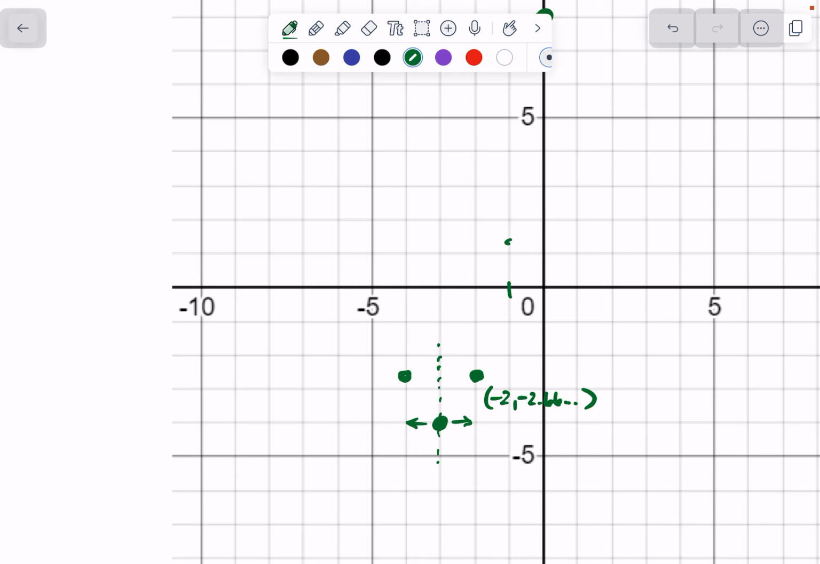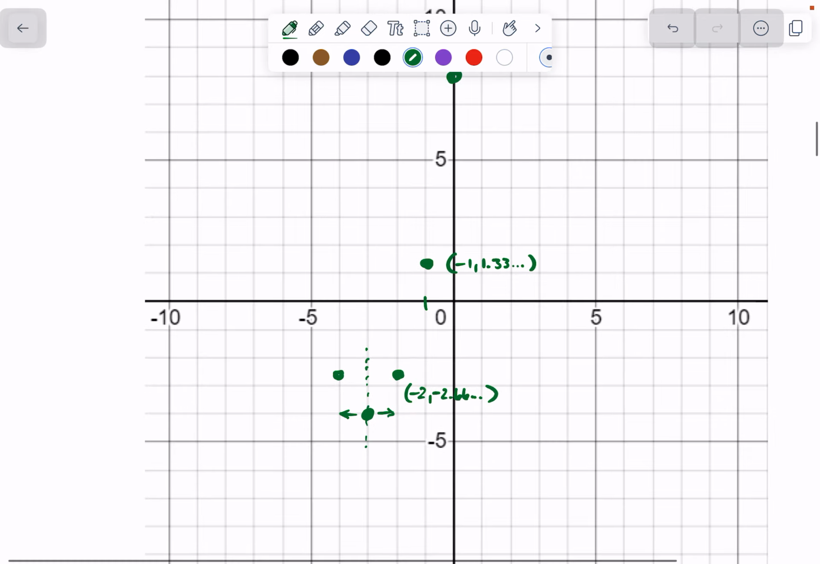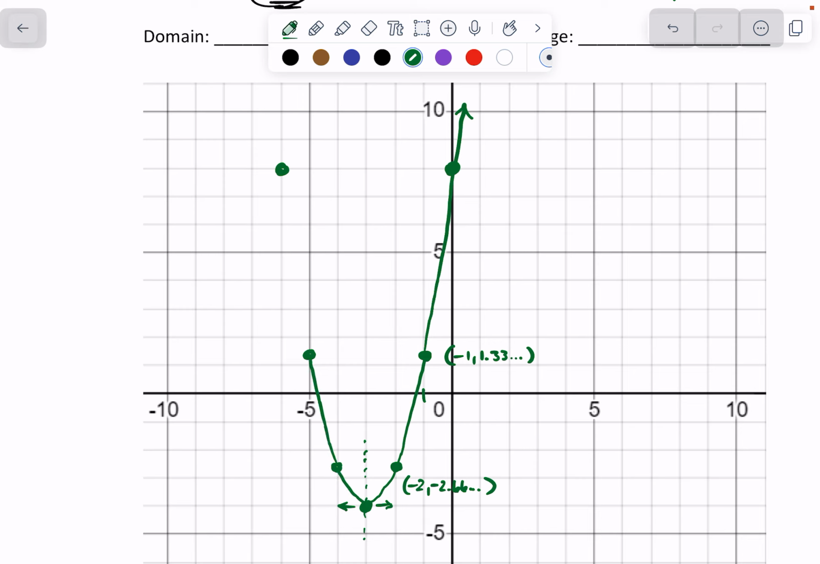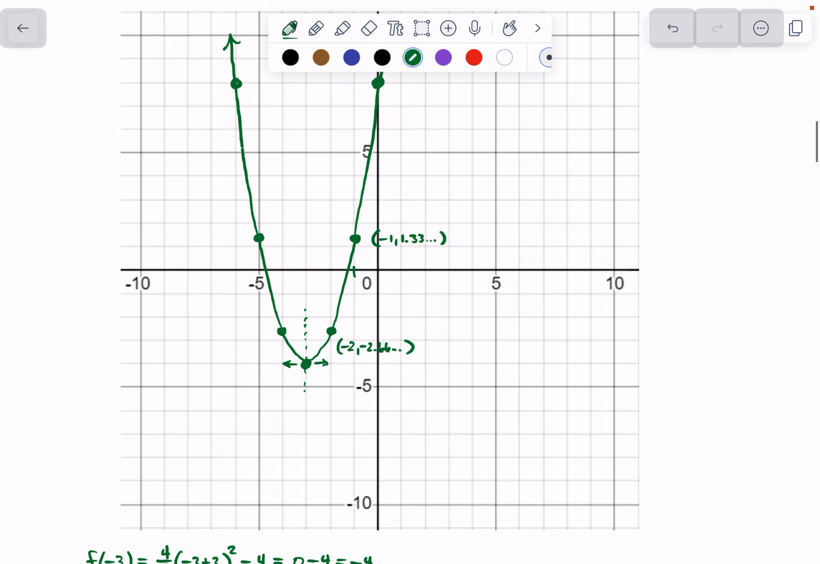So 1.3 would be around here. This is the point we just found. And of course, if you know this point, you also know it shows up over here. And we have our vertex, our y-intercept of 0, 8. That will also show up over here. And now this will give us a gorgeous, beautiful parabola. Just amazing. Look at that. The more points you have, the better you can get that curve right. Check that out. Awesome.